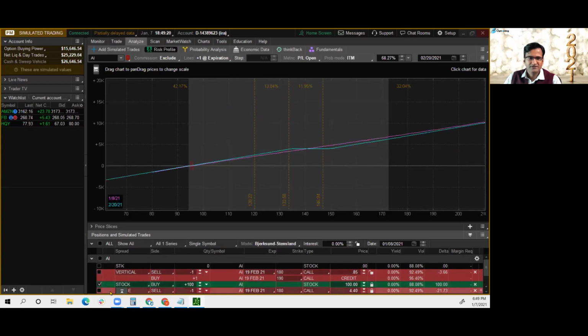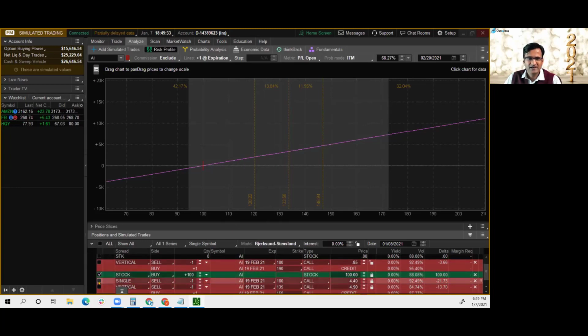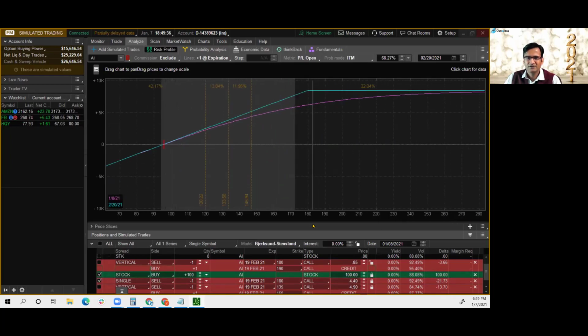So say I hold 100 shares of AI. Okay, I bought it at $100. I own 100 shares. Now, the example I gave for just selling a covered call means my portfolio will benefit, but my benefit is limited beyond 180 because I sold a call at 180. So my maximum profit in my portfolio with $100 of stock and a covered call, or a short call, at 180 is limited to 8,440.